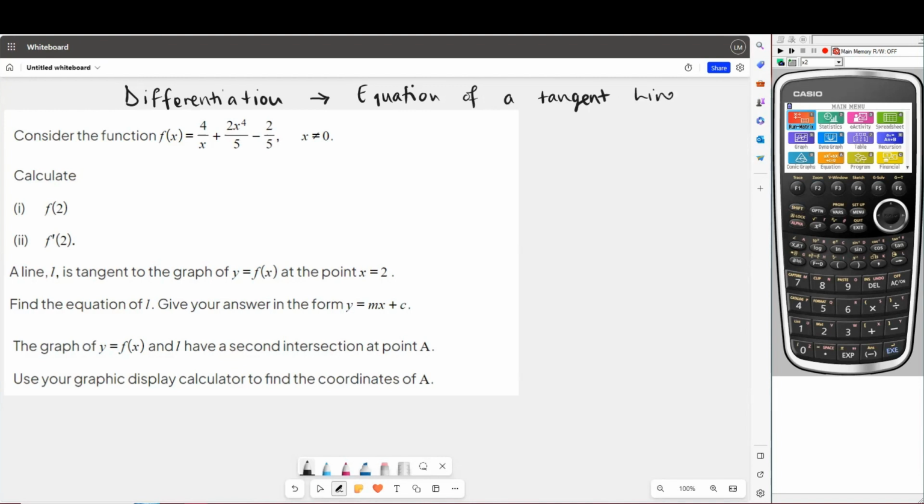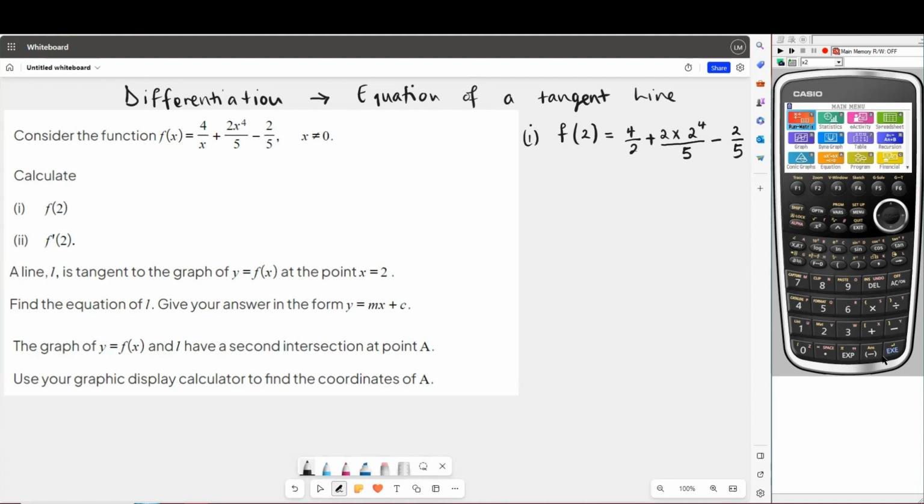The question we're using today says, consider the function f of x is equal to 4 over x plus 2x to the power 4 over 5 minus 2 over 5. Calculate the value of the function at 2. If we find the value of your function at 2, that just means on your calculator, you're going to substitute 2 in the place of x. So it's going to be 4 over 2 plus 2 times 2 to the power 4 over 5 minus 2 over 5.